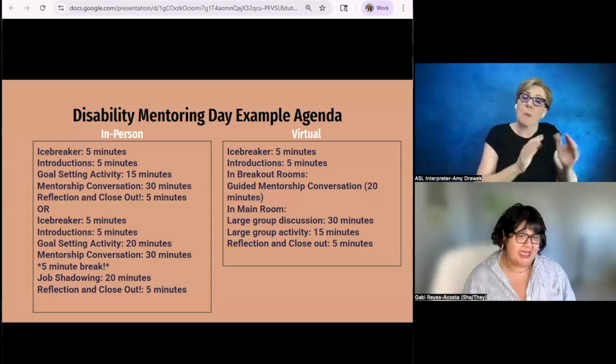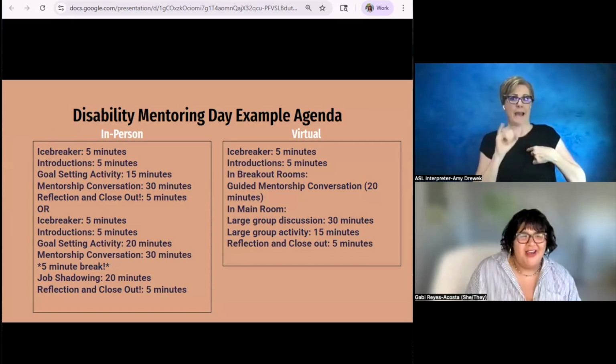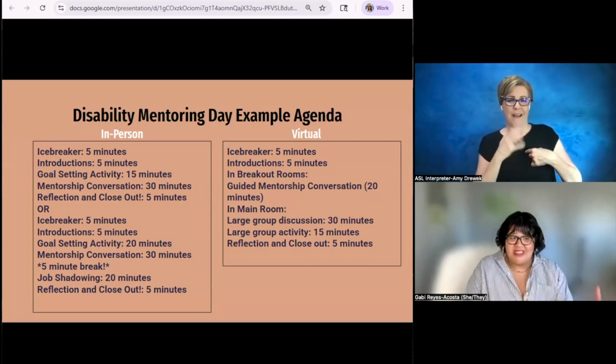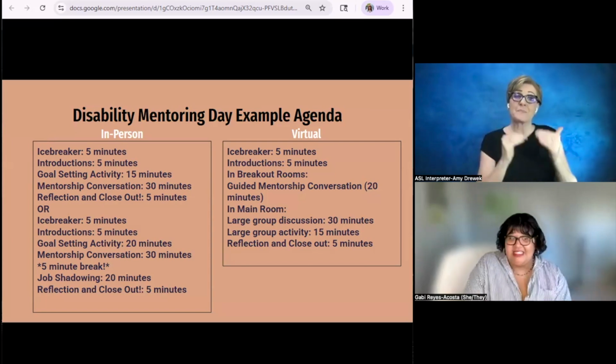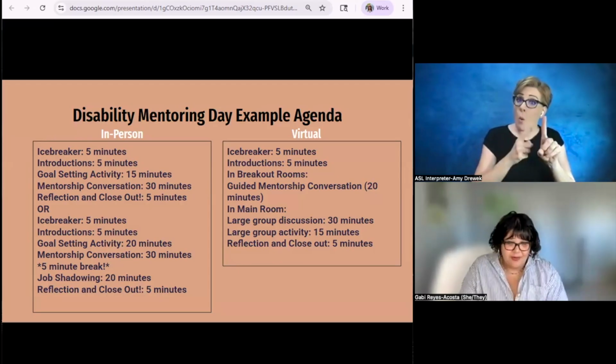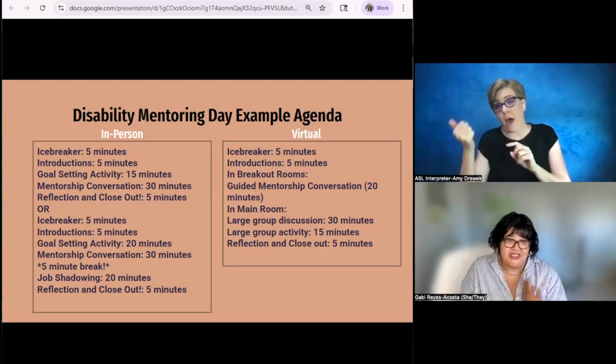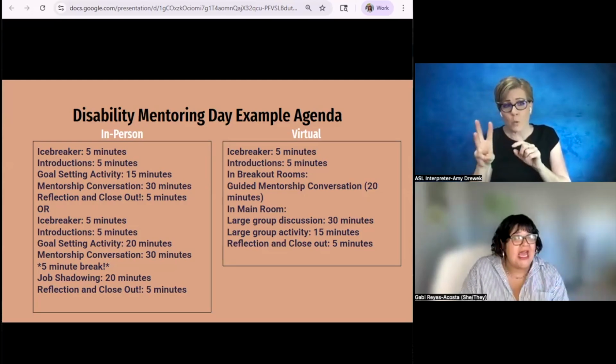And again, if you need ideas for that, I love icebreakers, so I'm always down to help. Some introductions for 5 minutes, a goal setting activity as an example. You can do SMART goals. There's a lot of other goal setting frameworks that can work for this. They can have time to reflect and close out. That's a pretty quick 1 hour event.